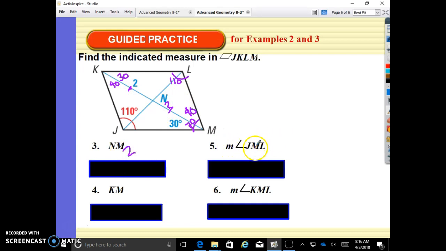The measure of JML, 70. KM, the whole thing. If they're 2 each, then it adds to 4. If each half is 2, the whole thing is 4. KML, 40.